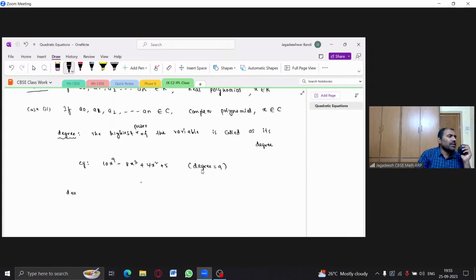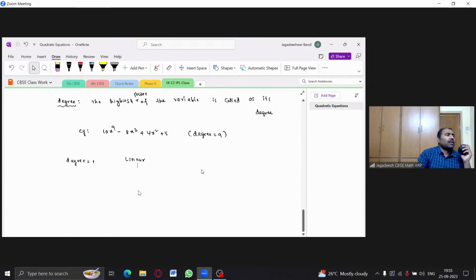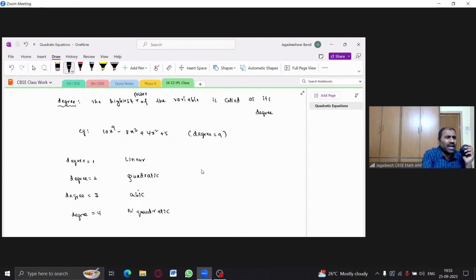If degree is 1, then it is called a linear polynomial. If degree is 2, then it is called a quadratic polynomial. If degree is 3, then it is called a cubic polynomial. If degree is 4, then it is called a biquadratic polynomial. Like that, 5 is fifth degree, 6 is sixth degree, n is nth degree.